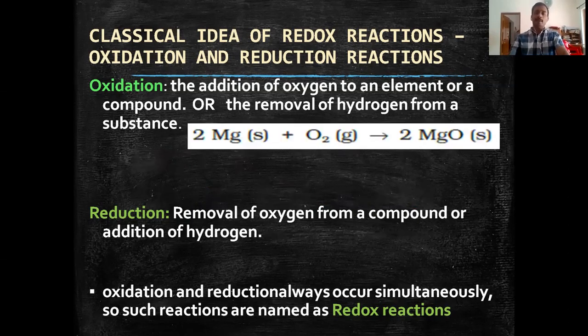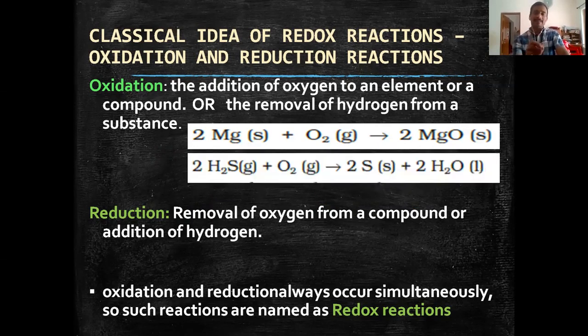Example, oxygen is added to magnesium. Then it will be oxidized to magnesium oxide. 2 Mg plus O2 gives 2 MgO. Hydrogen is removed from H2S, so H2S is oxidized to sulfur. 2H2S plus O2 gives 2S plus 2H2O. It is oxidation: addition of oxygen or removal of hydrogen.